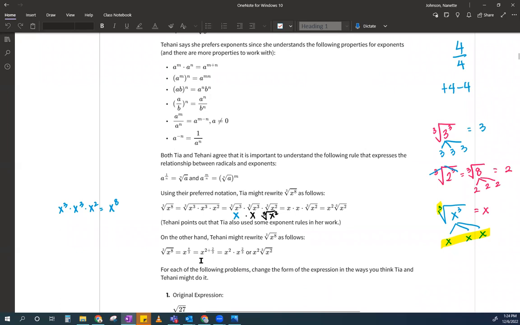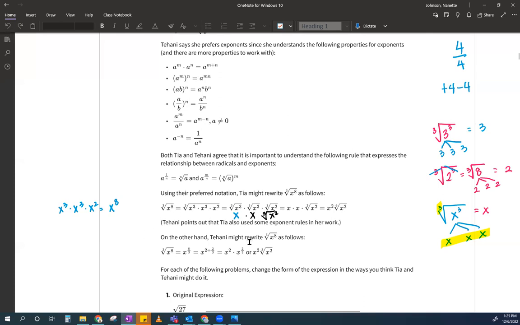And then she goes, well, 8/3 is 2 2/3. Remember back in the day, maybe in 5th grade, these were called improper fractions. You guys remember that? So she's already writing it as 2 2/3. Well, 2 plus 2/3 means x squared times this, because remember, you can add these exponents when you're multiplying. So notice you still get the same answer. Here, Tia stayed in radical land. Here, Tahani translated to exponents, used her rules, and then translated back.